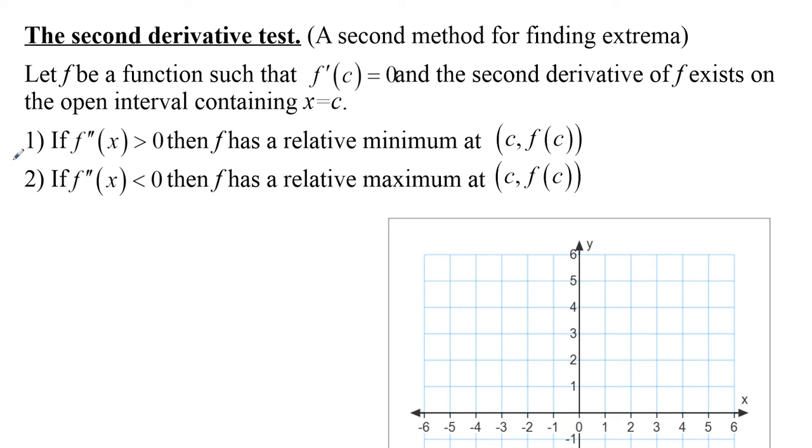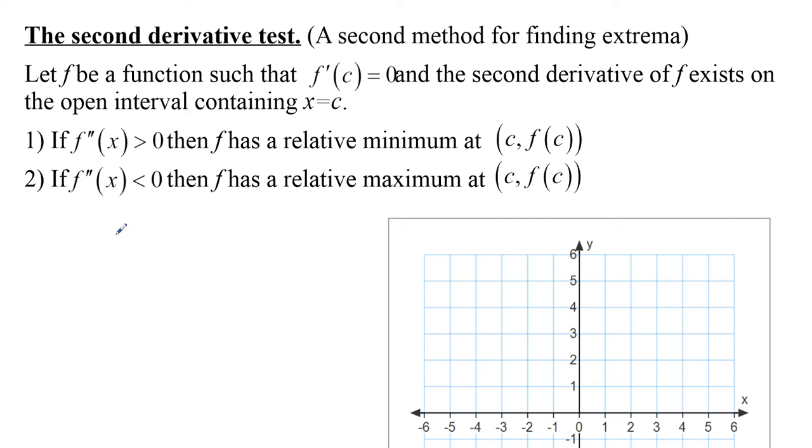So let's tie some of this stuff together. Before I do that, let's talk about the second derivative test. The second derivative method is an additional method for finding extrema. We already had one with the first derivative test, but we have another possible method for finding extrema. If f is a function such that f prime of c is equal to 0, and the second derivative exists on an open interval containing x equals c, if f double prime of x is greater than 0, then f has a relative minimum at c, f of c.